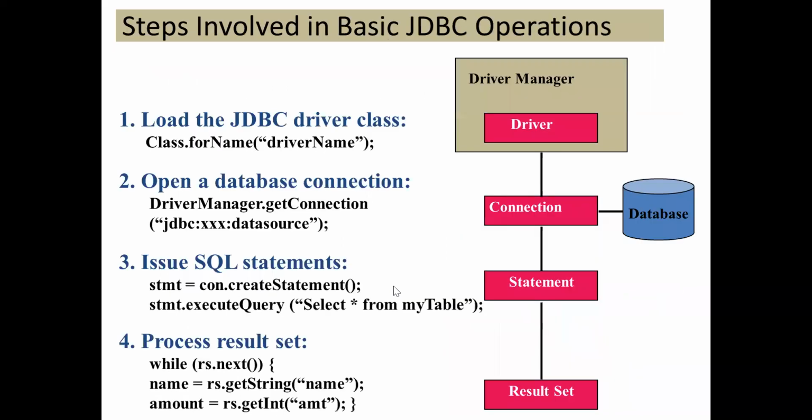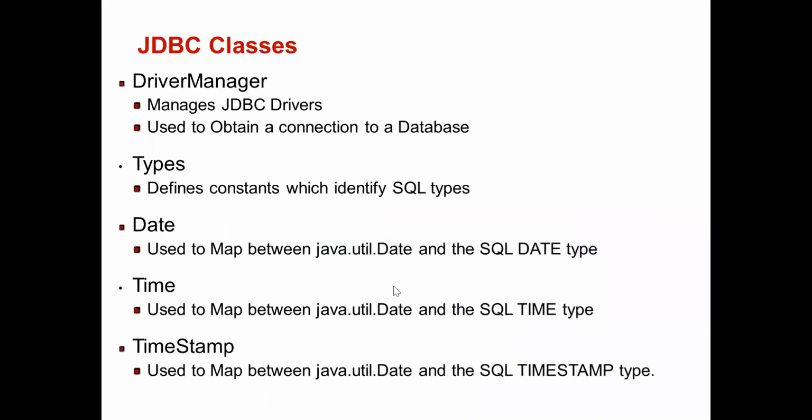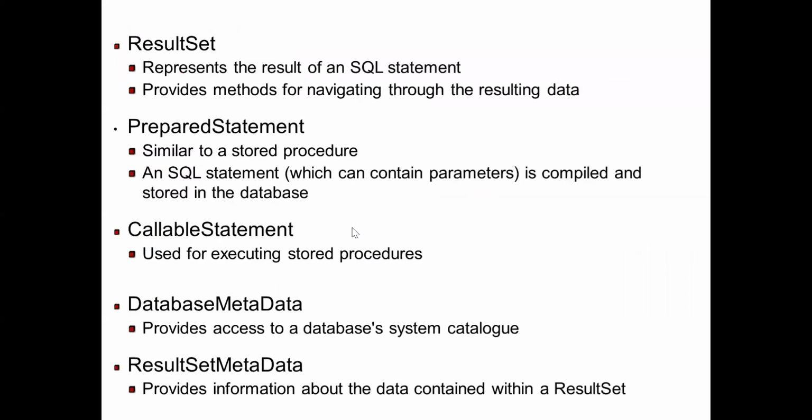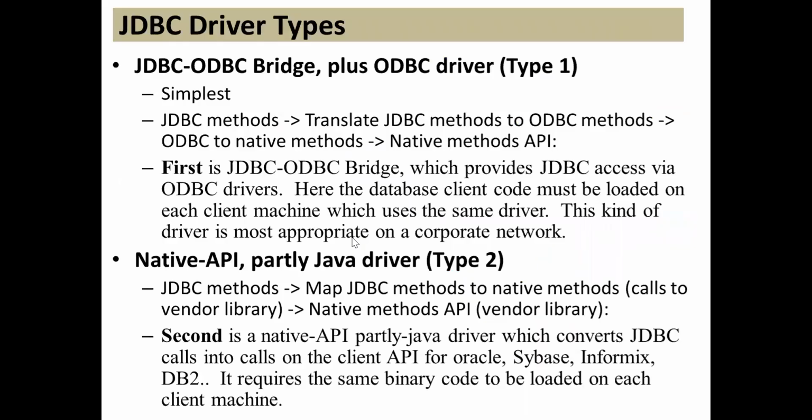In the previous class, we saw that there are four types of JDBC driver. Type 1 is the JDBC-ODBC bridge. The second one is the JDBC native bridge. The third one is the JDBC to network bridge. And type 4 is the direct JDBC driver. So this is briefly the types, and now we move on to how each is created.